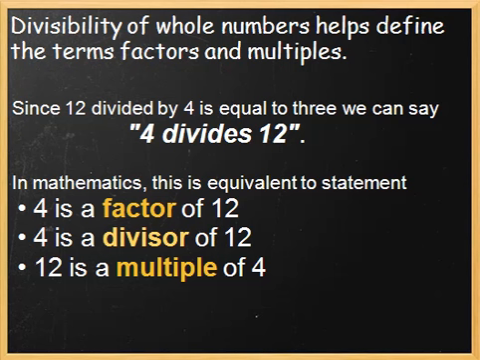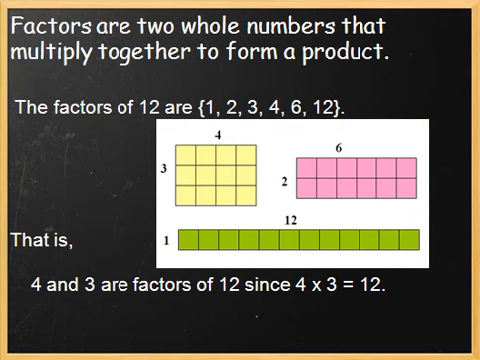We can look at divisibility further. We have the terms factors and multiples that are often confused with young children. So let's explain those. We know or can say that 12 divided by 4 is equal to 3, or say 4 divides 12. In mathematics, this is the same as saying that 4 is a factor of 12. Since 4 times 3 is equal to 12, we can say that 4 is a divisor of 12 because 12 divided by 4 is 3, and we can say that 12 is a multiple of 4, again since 4 times 3 is 12.